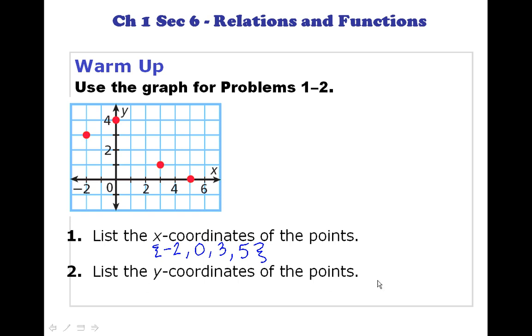Now let's list the y-coordinates of these points. So our smallest y-coordinate is 0. Then we have 1, then 3, then we've got 4.